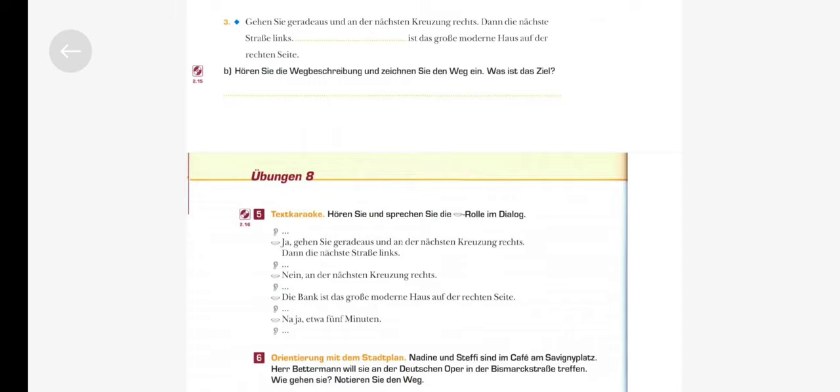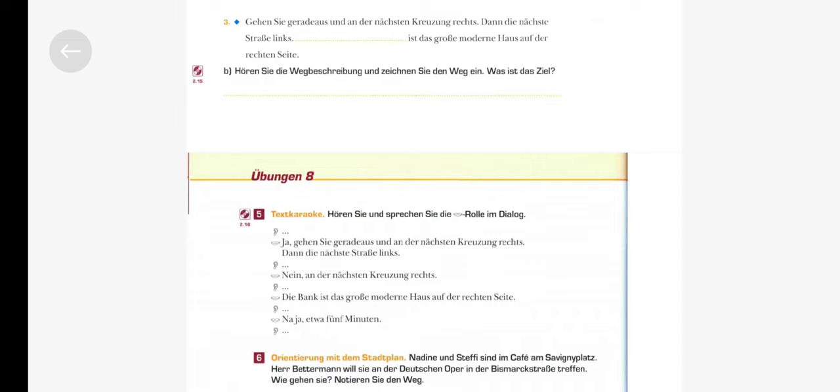So the answer is the person wants to go to the Bahnhof. The answer is der Bahnhof. Next we'll be listening to the fifth question. Now listen to it carefully and repeat after them. Ü5, Text Karaoke.